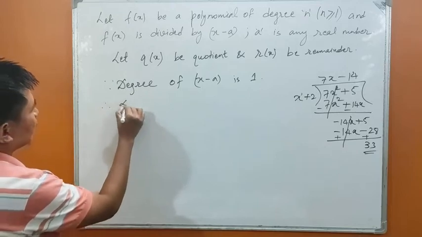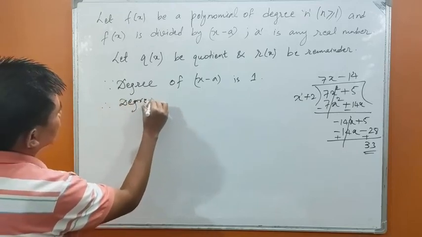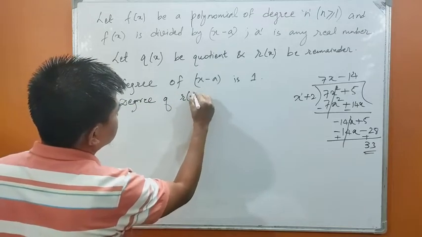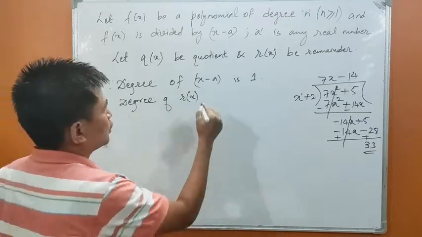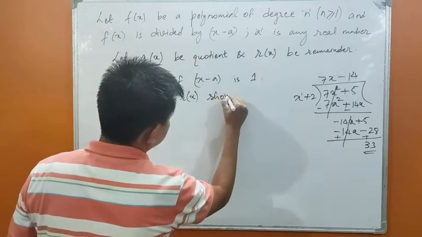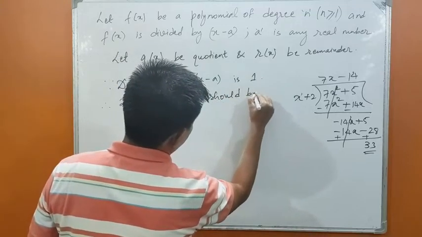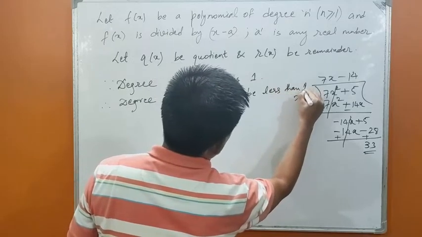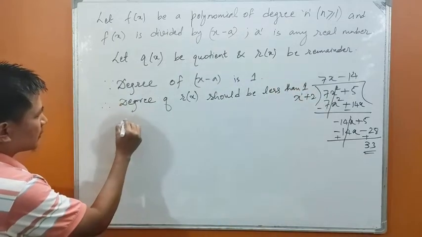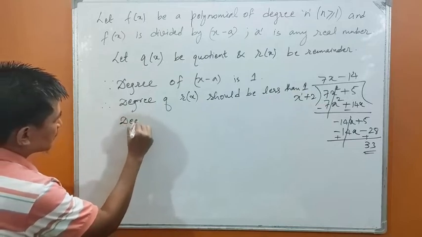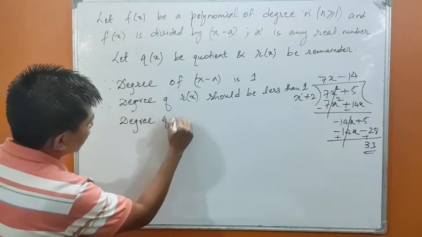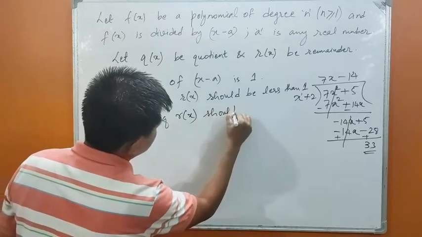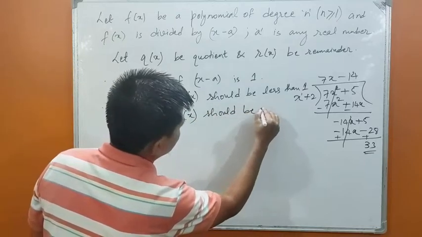Therefore, degree of Rx, that is remainder, degree of Rx should be less than 1, isn't it? Or degree of Rx should be 0. You can say degree of Rx should be 0.